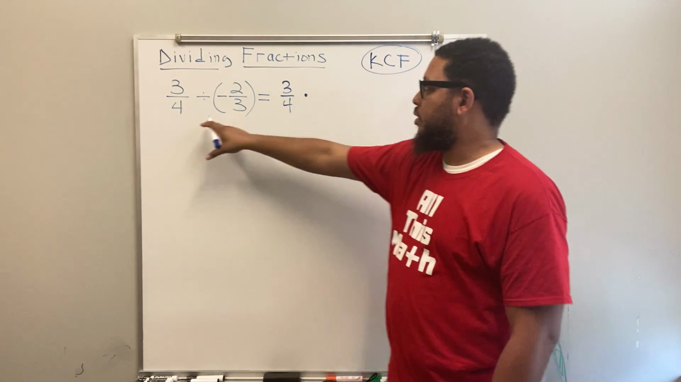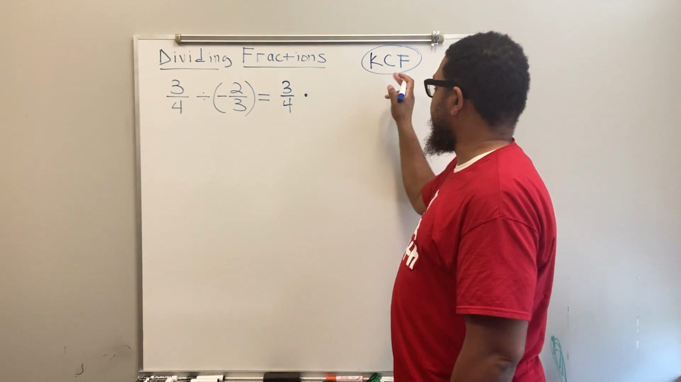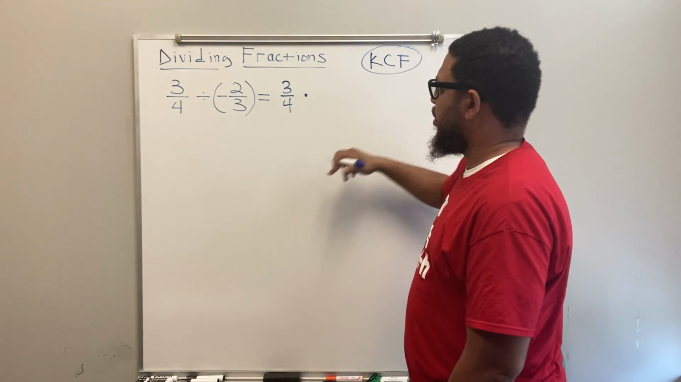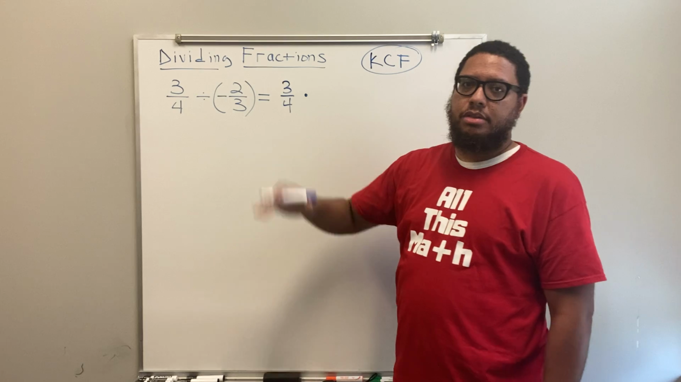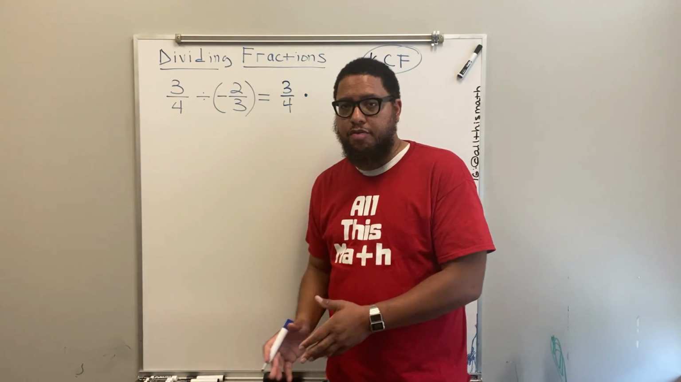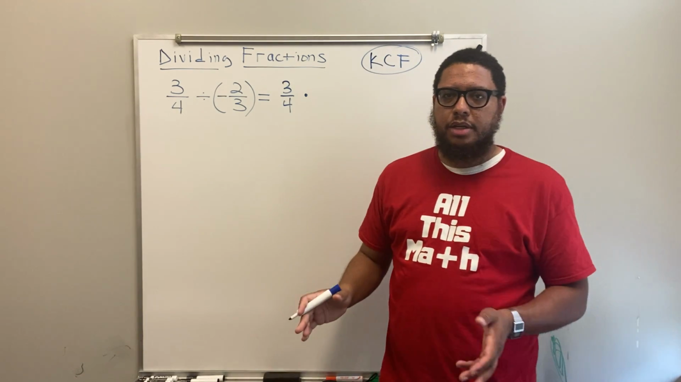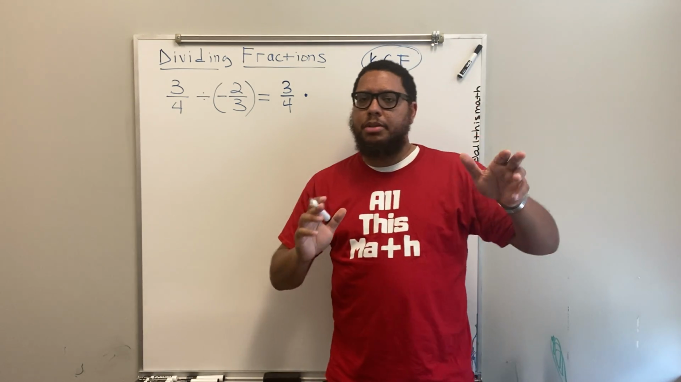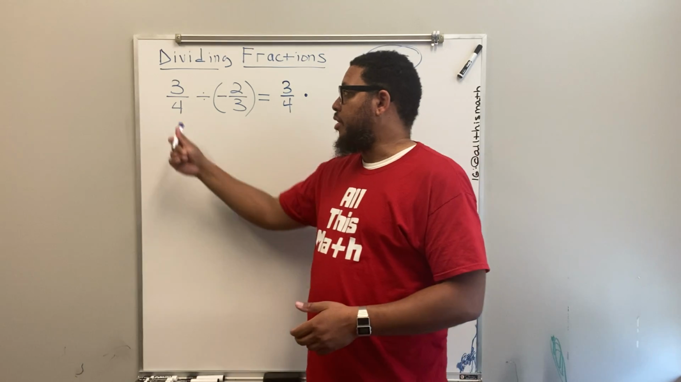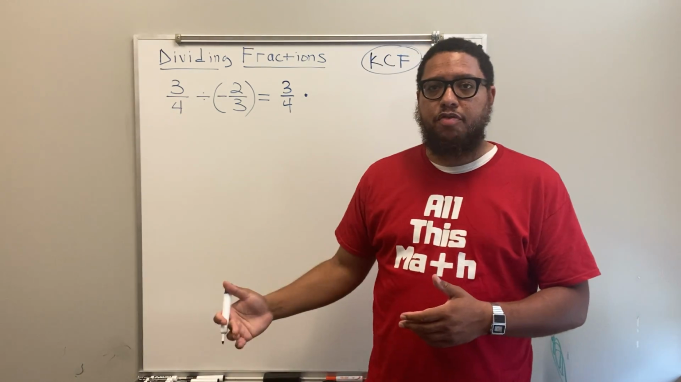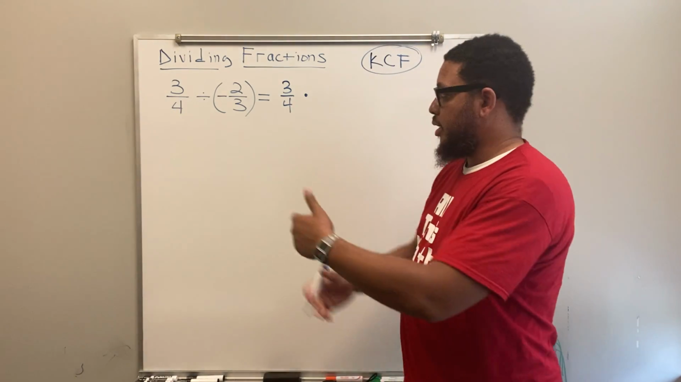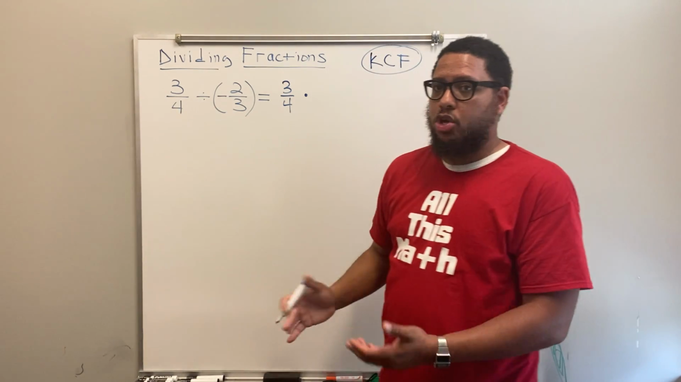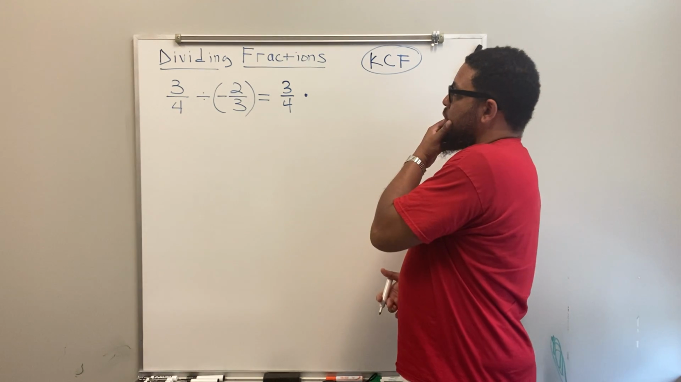So we keep the first fraction, we change the division sign, and then we flip the second fraction. Now remember, you always flip the second fraction. You never flip the first fraction. That's a common error. A lot of people remember the flip part, but they don't remember the order sometimes, and they flip the first fraction. You always flip the second fraction. That's why it goes in order: keep, change, flip, from left to right. You know what I mean? So we're going to flip that.